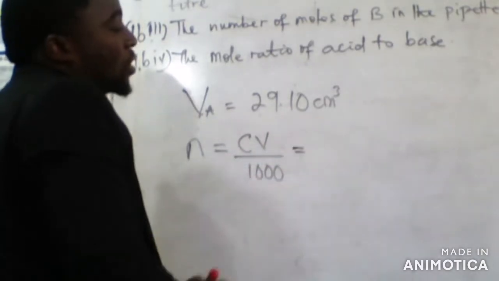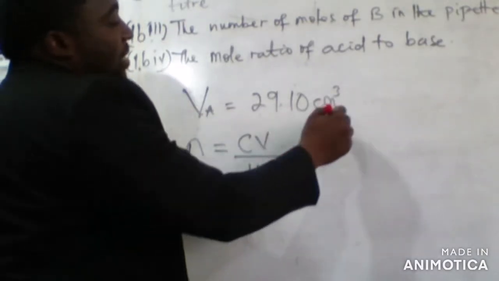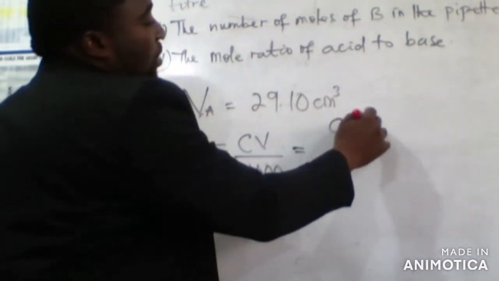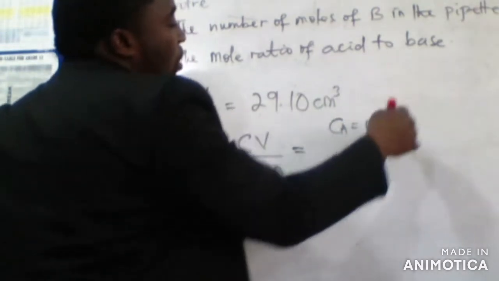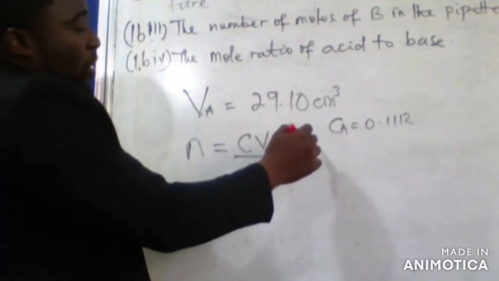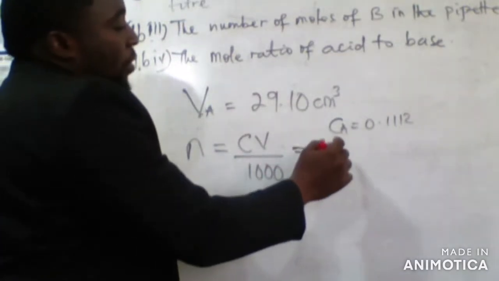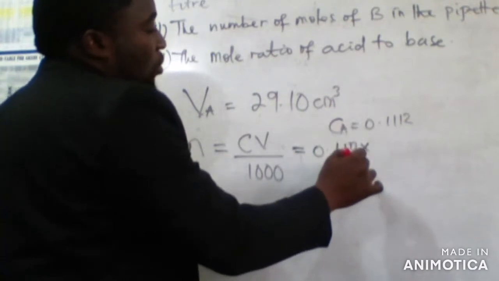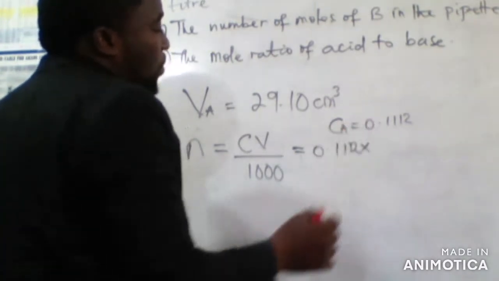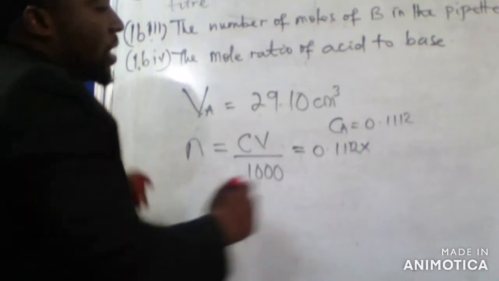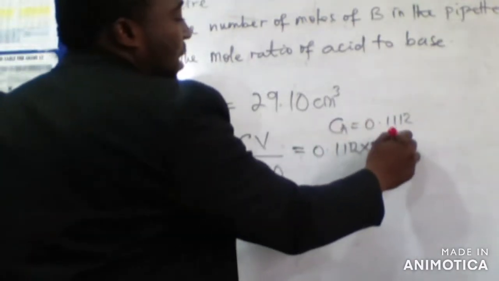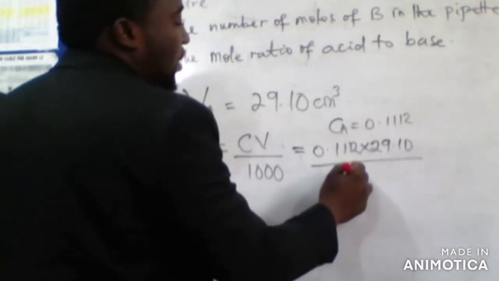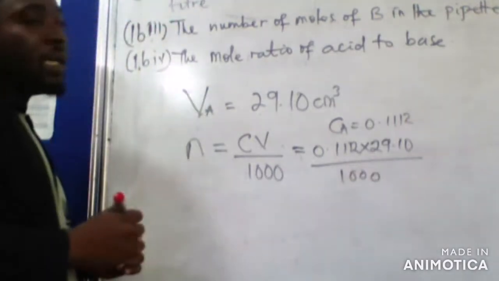Remember that the concentration of the acid that we got is 0.11123 mole per dm cube. So when you substitute, you have 0.1112 times the volume, which is 29.10, divided by 1000.